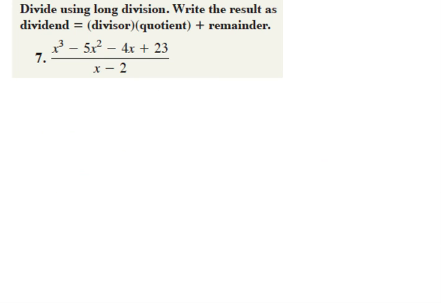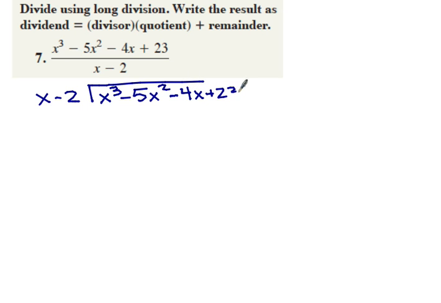So let's see how that works with polynomials. We're going to do very similar steps. We're going to end up with this x minus 2. That's our divisor. We're going to divide that into our dividend, which is our top. Then we're going to take a look at how many times this works in, and we'll see if there's a remainder. So how many times does x go into x cubed? Or what times x gives us x cubed?